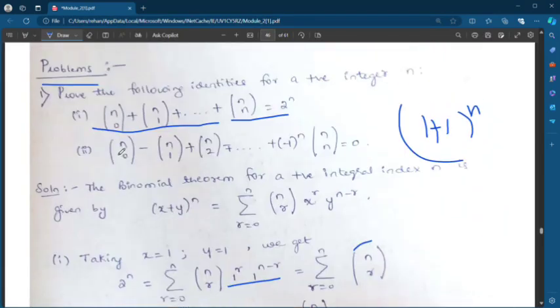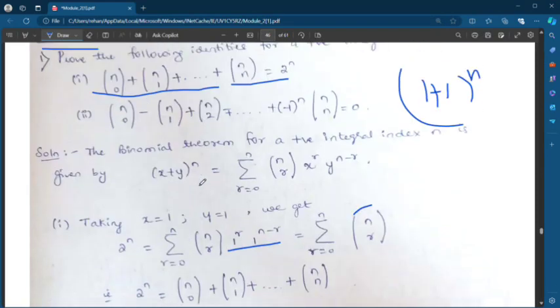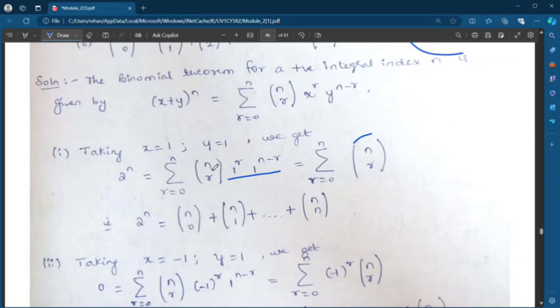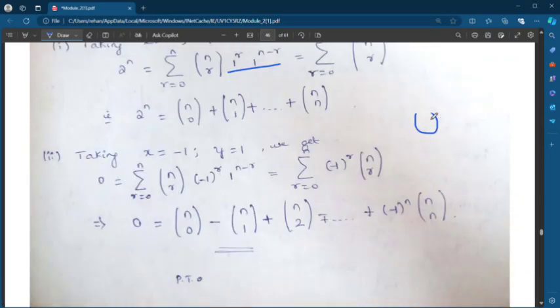Then taking the second one, we have nC0 minus nC1 plus nC2, with alternating signs: minus then plus, then minus then plus, so on up to (-1)^n into nCn equals 0. Here we take (1 - 1)^n, or (-1 + 1)^n. They are taking x as minus 1 and y as 1, so in the same way you just substitute (-1)^r and 1^(n-r), and so on.